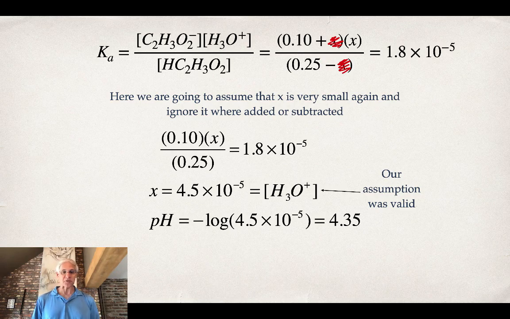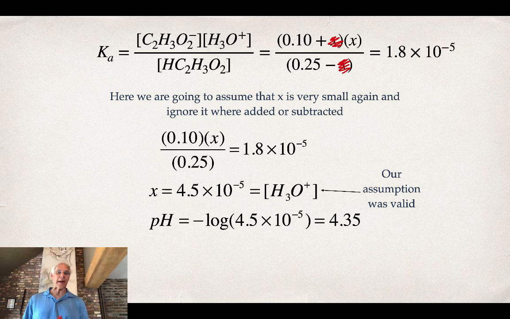So our assumption was valid, and so now we have the value of x, which is equal to the concentration of H3O plus, and we plug that into our pH equation, and we find a new pH of 4.35, which was pretty much exactly what we said would happen.